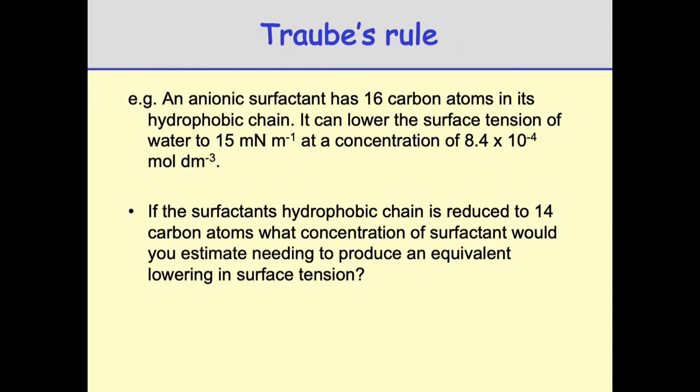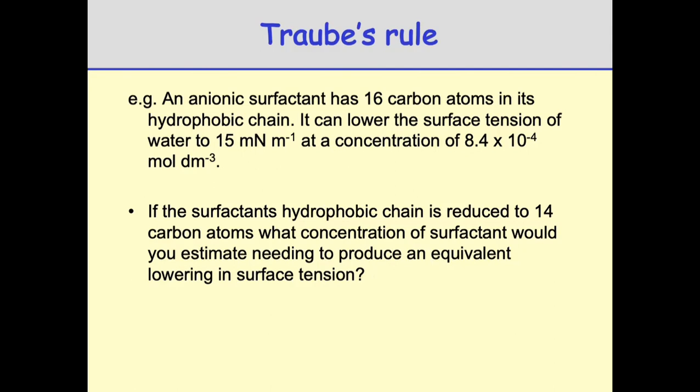Here's my example. Think of an anionic surfactant. That means it has charge and it has 16 carbon atoms in its hydrophobic chain. It can lower the surface tension of water to 15 millinewtons per meter at a concentration of 8.4 times 10 to the minus 4 moles per decimeter cubed. So we can see that that is significantly lower than water would be. So the surfactant has effectively lowered surface tension.